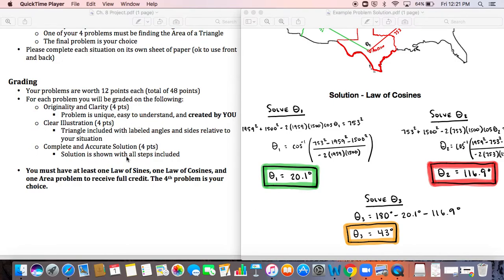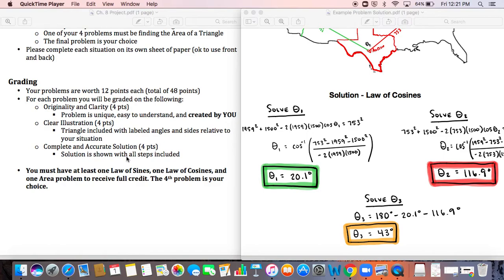So for one problem, you would be graded on how original and clear it is. Don't make it too wordy. It should be easy to understand the situation. And most importantly, it should be created by you. So come up with a unique situation that you created.